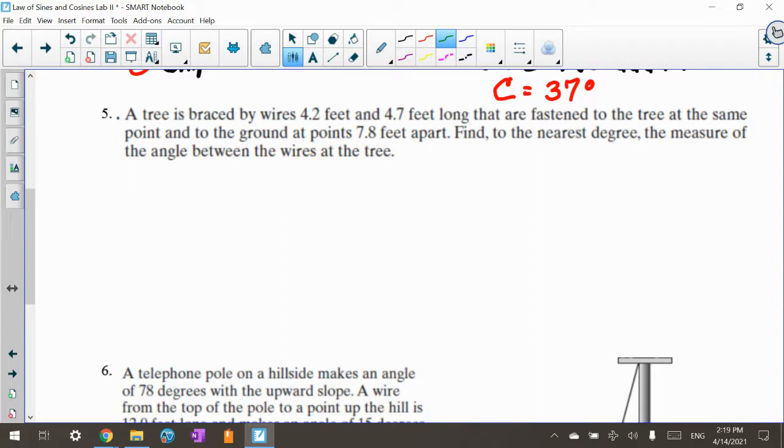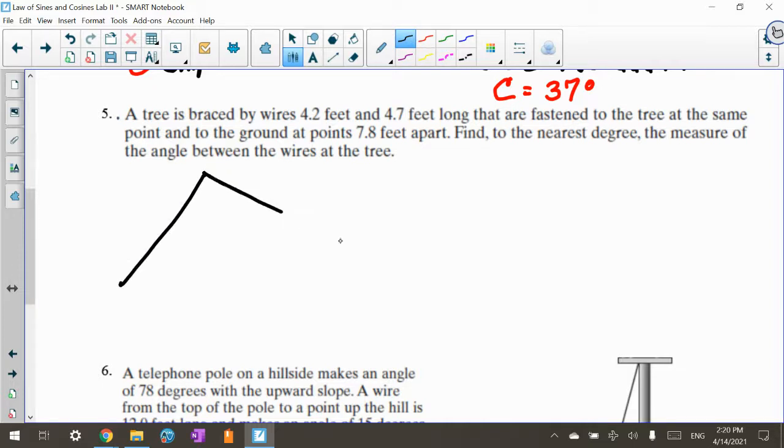So you're like, how do I draw this? Okay, so let's try that again. It's braced by wires. They tell us how long they are. They're fastened to the tree at the same point. So they're at the same spot on the tree and to the ground where they're 7.8 feet apart. Notice I did not say on the same side. So if you think about bracing something, it's usually on opposite sides. So I just want you to know that when you're doing the picture.